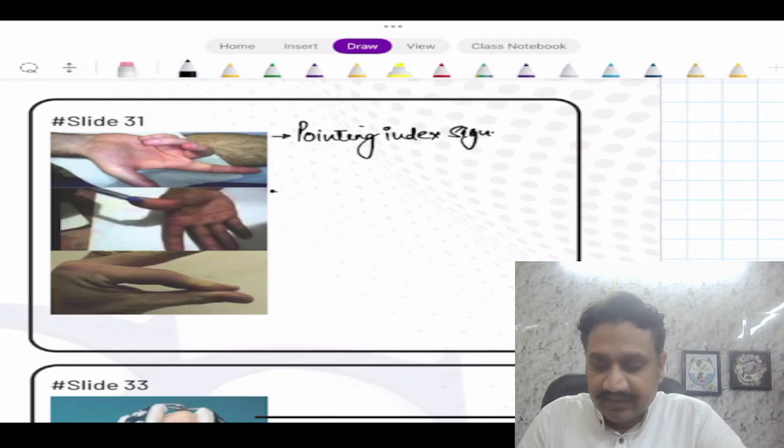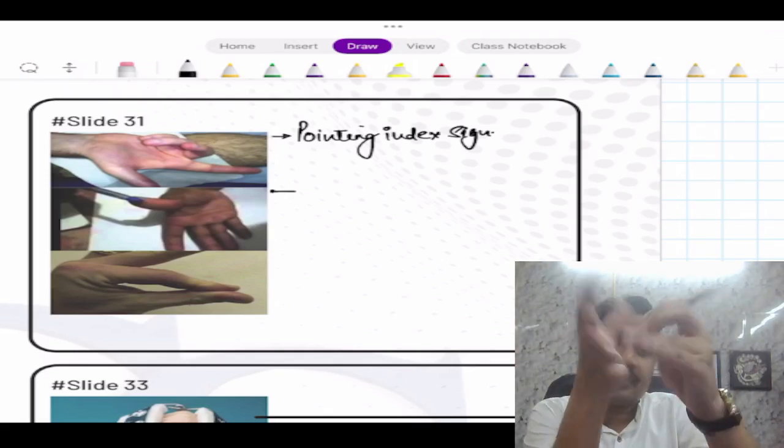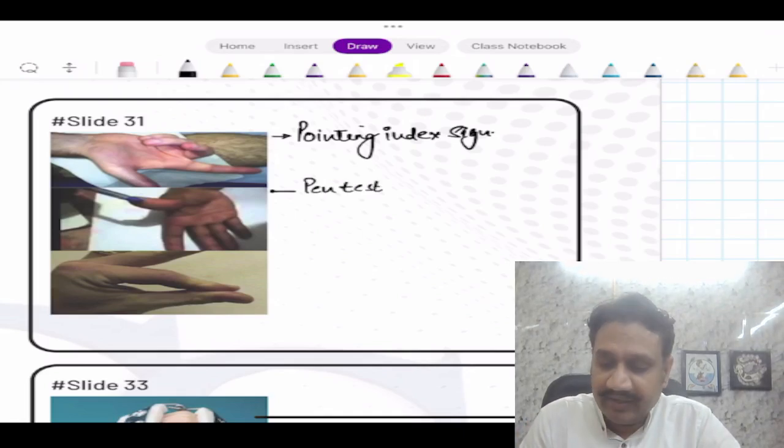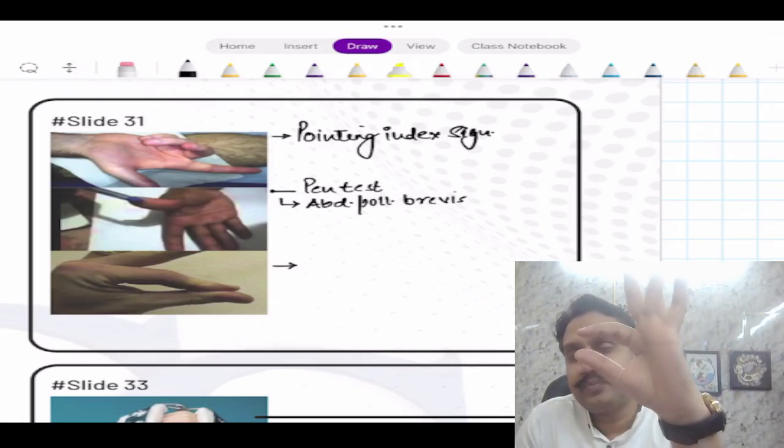In the second, you can see the patient is lifting his thumb to touch the pen. What is the test here? The test is the pen test, right? And for what muscle are we doing it? The pen test is being done for abductor pollicis brevis, right? And the third one is what you can appreciate here. The person is trying to put together the index finger and the thumb, right?